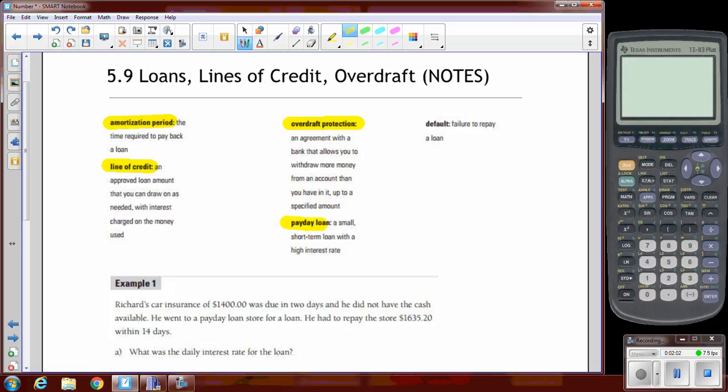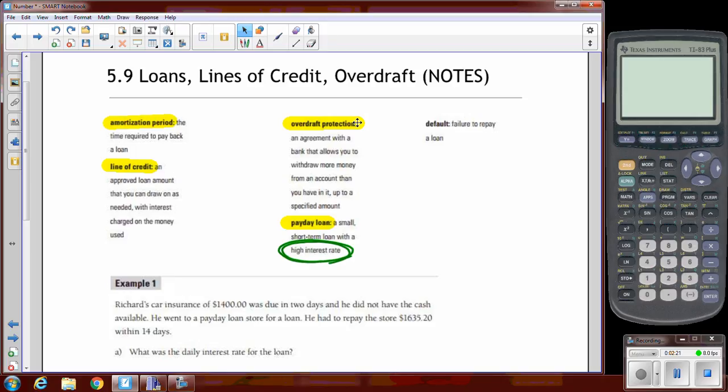A payday loan, you see a lot of these ads on TVs for payday loans. They're meant for short-term loans, so you just need money in a pinch. The bad thing about a payday loan, as we'll see in these examples, is it has an extremely high interest rate, way higher than anything else that we'll be talking about.